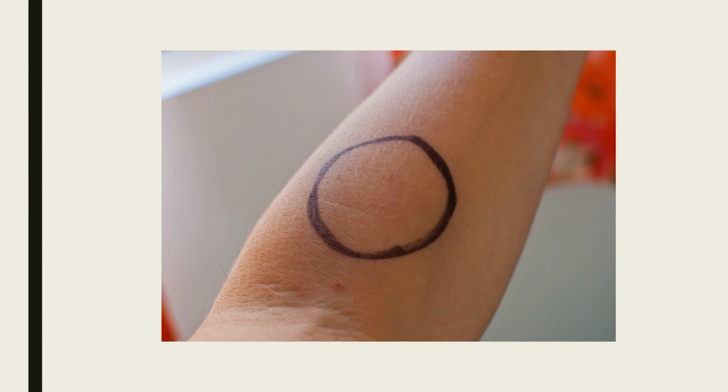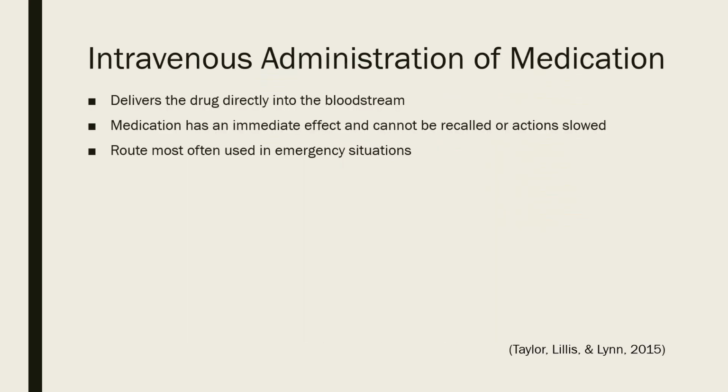Wherever you gave that medication, you want to make sure that you mark that site so that when you come back to check to see if you've had a reaction to it, you know exactly where you have given the medication. You just take a skin marker or a Sharpie and draw a circle around this site.